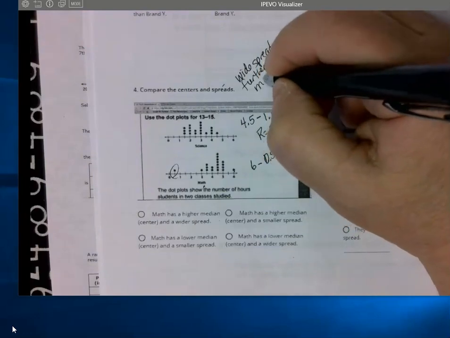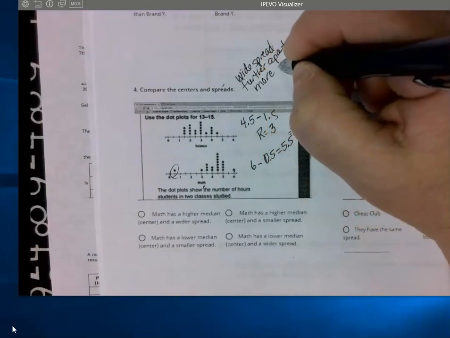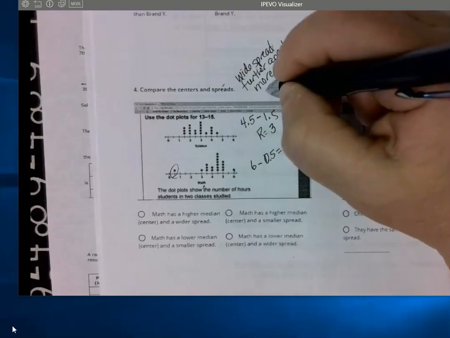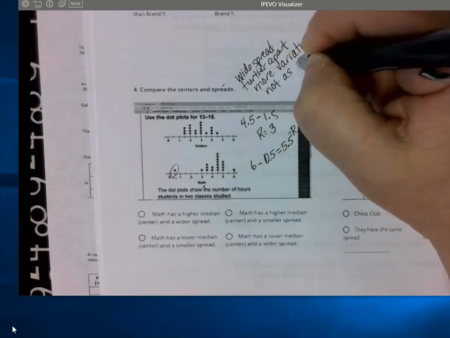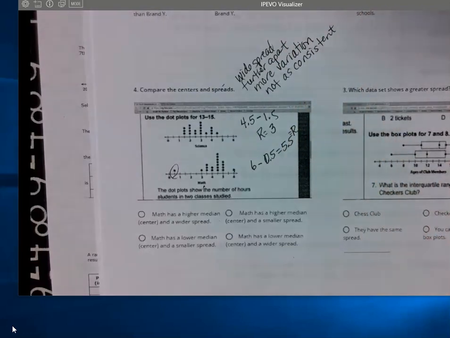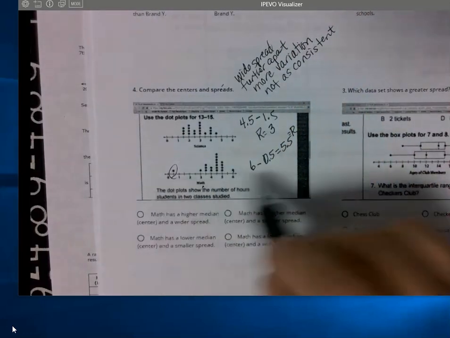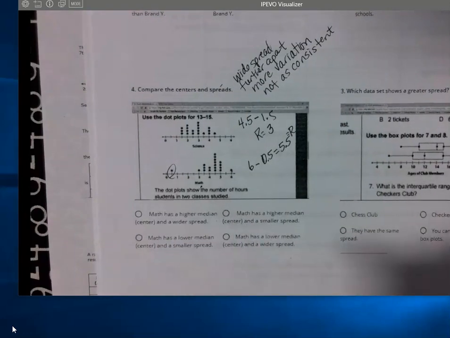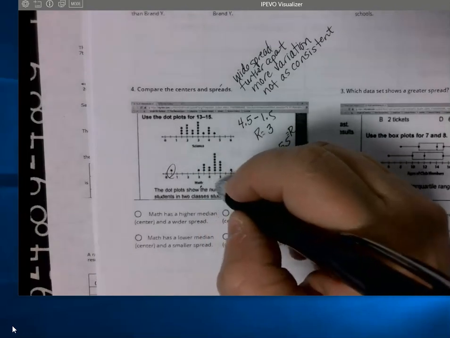That means there's more variation. That means it varies more. And that means it's not as consistent, because the numbers are not all clustered necessarily. There's some ones that are sticking further apart. Okay, so we know right now that math has a wider spread.